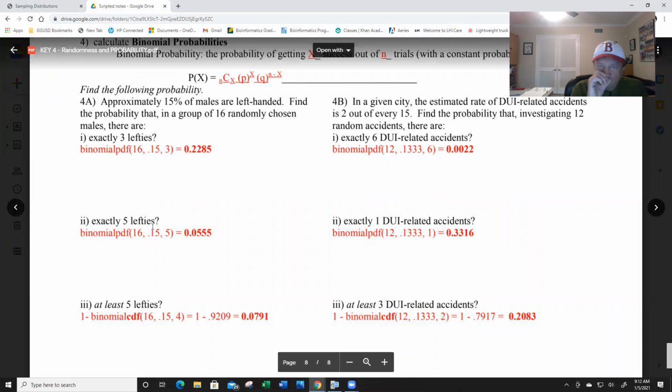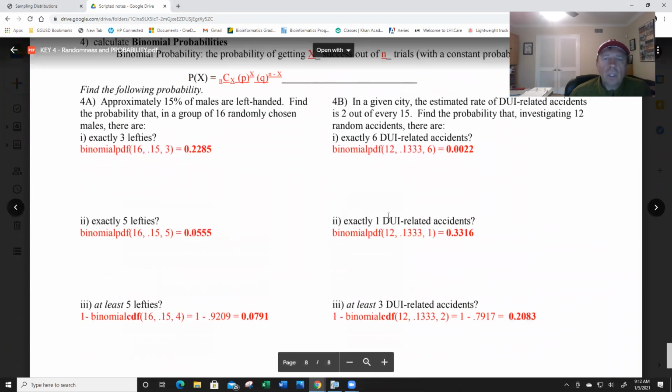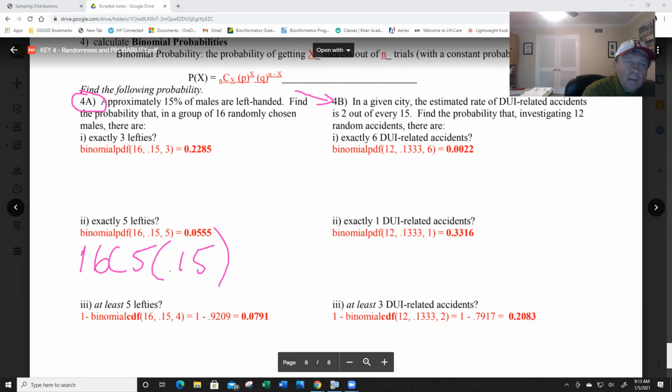Exactly 5 lefties. I noticed that I'm going back and forth on this, not doing it in any particular order. Let me stick with this differently. I'm going to do 4A all the way through this time, and then I'll do B. Exactly 5 lefties would be written as 16 choose 5 times 0.15 to the 5th times 0.85 to the 11th.